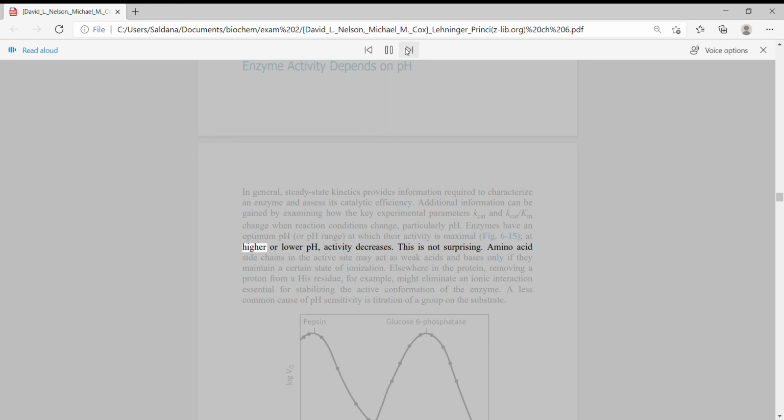Figure 6-15. At higher or lower pH, activity decreases. This is not surprising. Amino acid side chains in the active site may act as weak acids and bases only if they maintain a certain state of ionization. Elsewhere in the protein, removing a proton from a His residue, for example, might eliminate an ionic interaction essential for stabilizing the active conformation of the enzyme. A less common cause of pH sensitivity is titration of a group on the substrate.